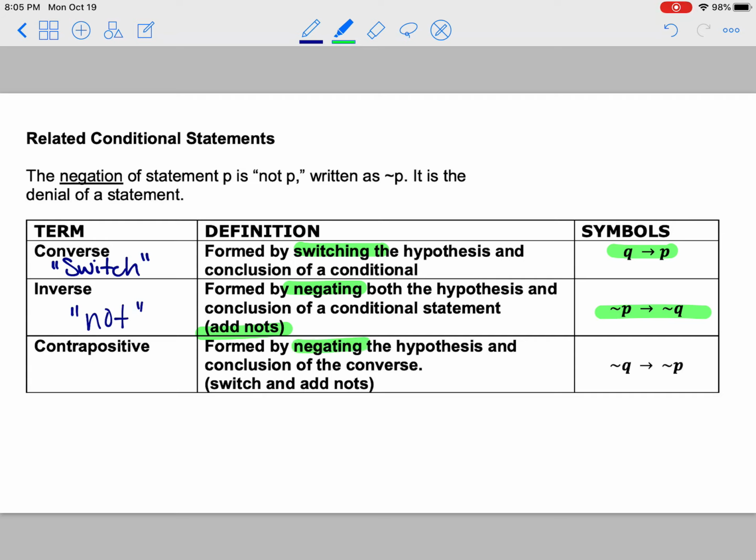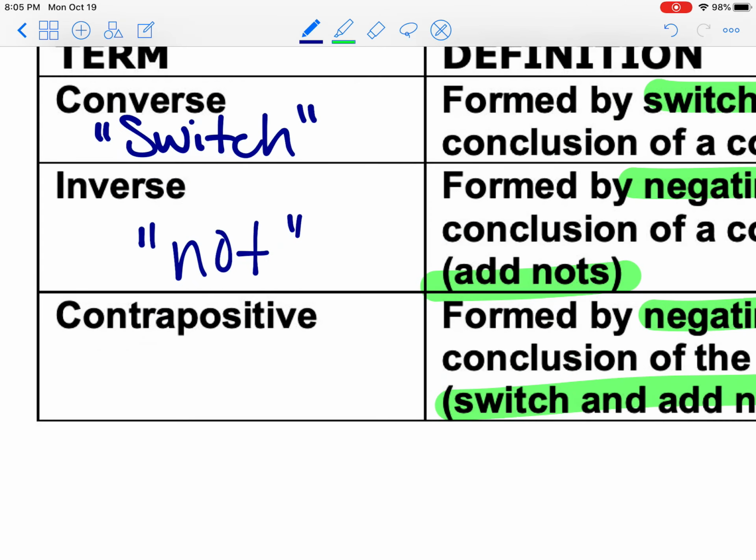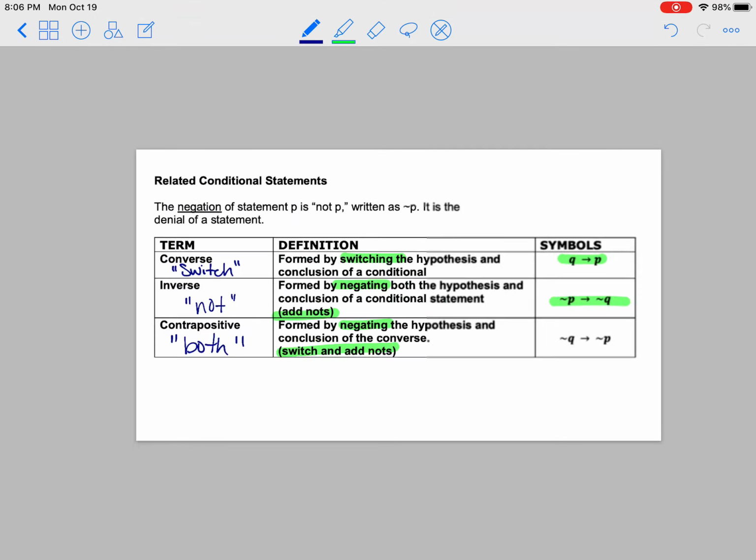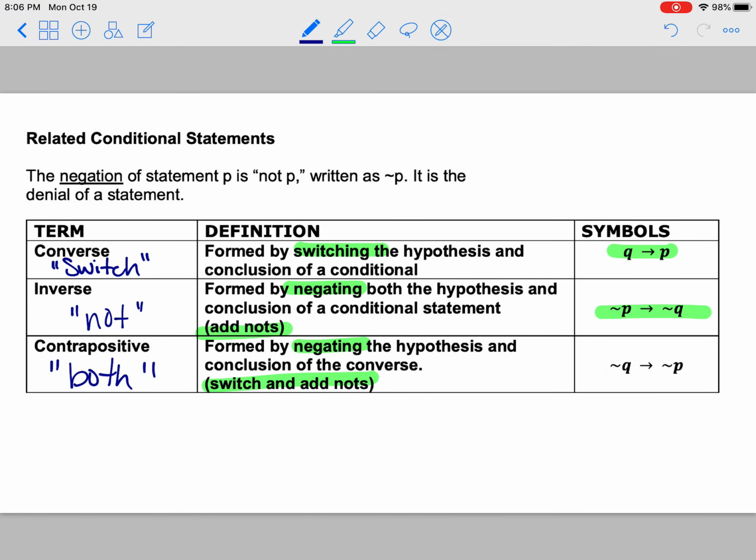Contrapositive is a combination of both of those. We negate and we switch. So here is our key word here. I would just put both, or we could write switch and not. So we have to do a combination of both the converse and the inverse. And notice the symbols here. If not Q, then not P.